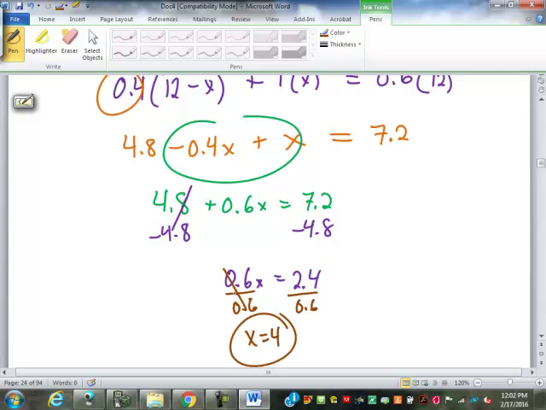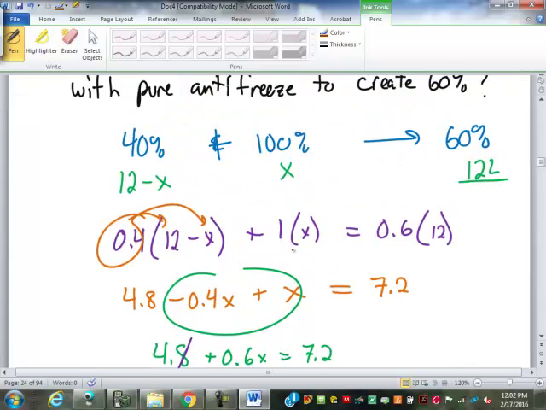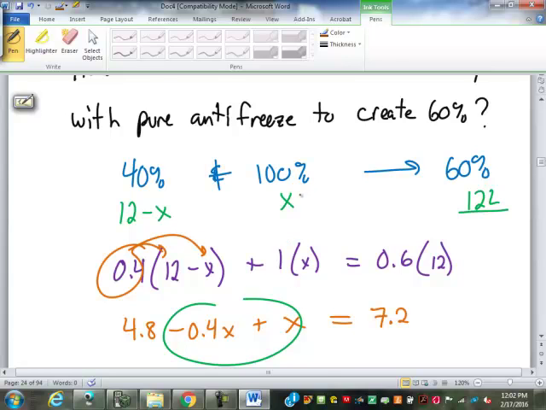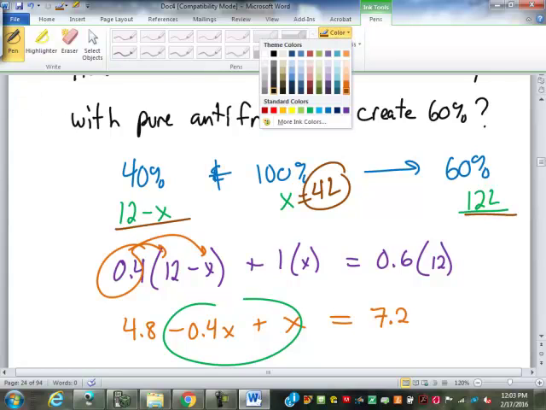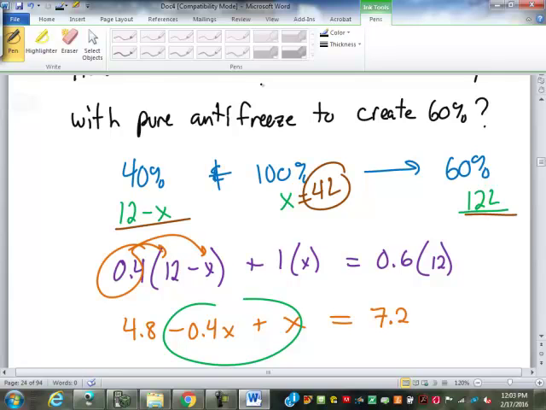X equals 4. So now again, let's go back up, make sure we see what x is. That is 4 liters, because our other amounts were measured in liters. So we would have to drain 4 liters from that system and replace it with pure antifreeze, 100% ethylene glycol. Any questions?